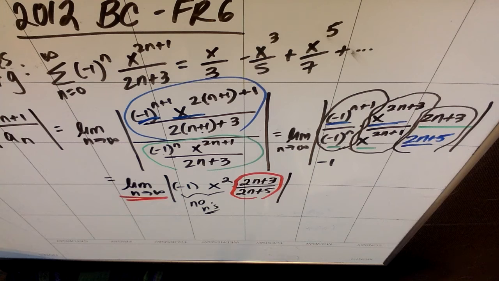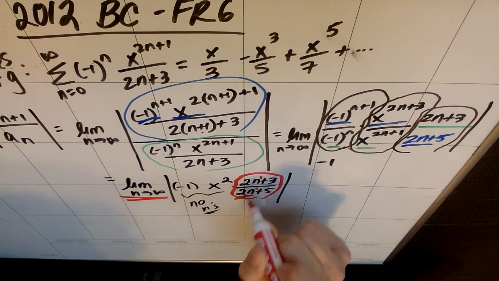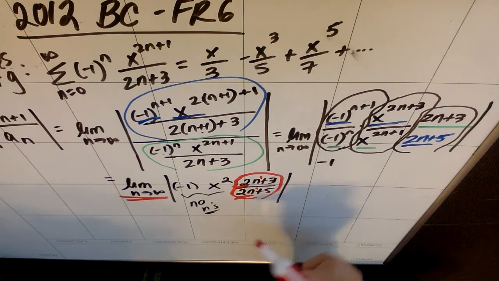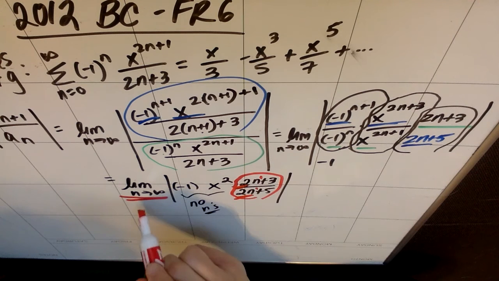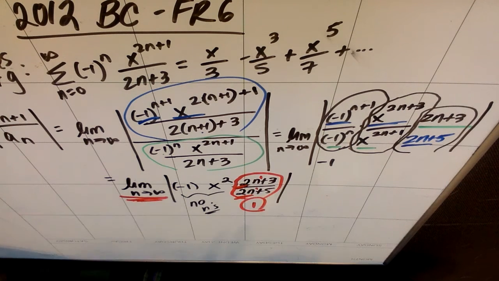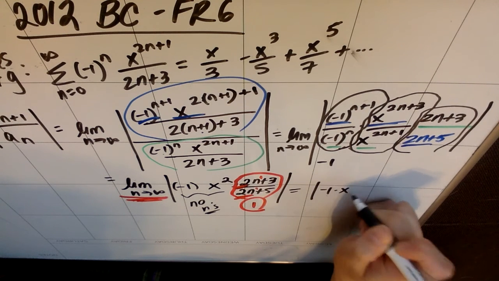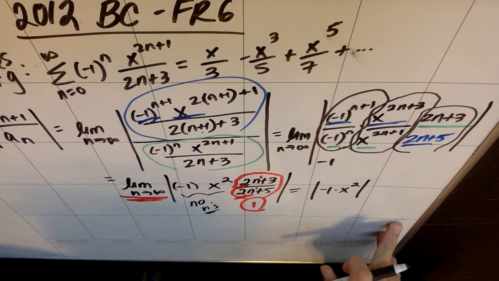Well, because these guys have the same degree, they both have a degree of 1, I'm looking at their leading coefficients to see what they do. This approaches 2 over 2 for huge values of n. So this bad boy is just a 1. Once I realize that, what I've got here is that this whole thing is actually a negative 1 times an x squared inside an absolute value.